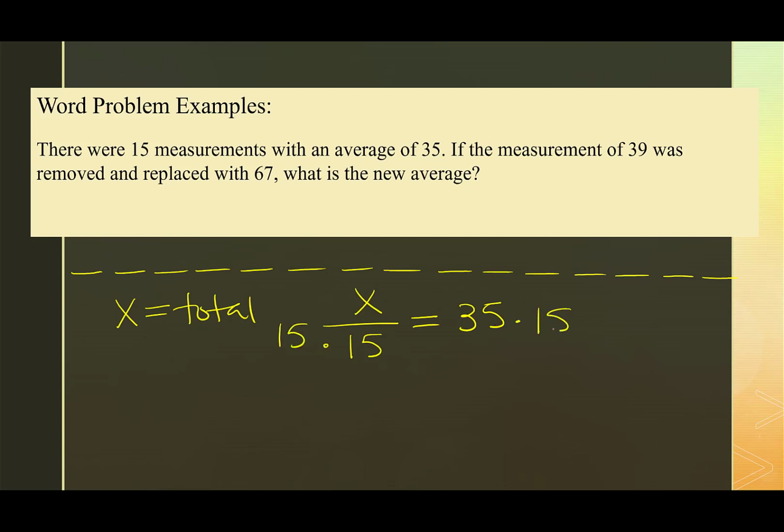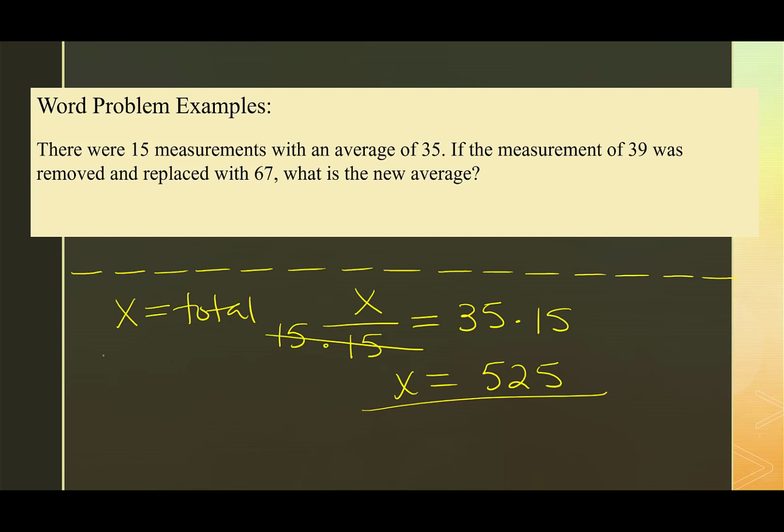I want you to multiply 15 to both sides. 35 times 15 is 525. So in the original 15 measurements, when you add each of those 15 measurements together, you have a total of 525. Now the question, something is about to happen. You're going to remove the measurement 39. It's a single measurement 39 was removed, and replaced with 67.